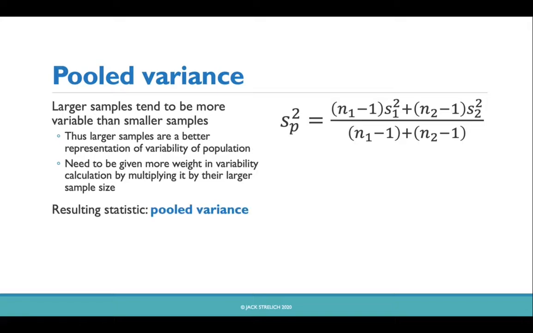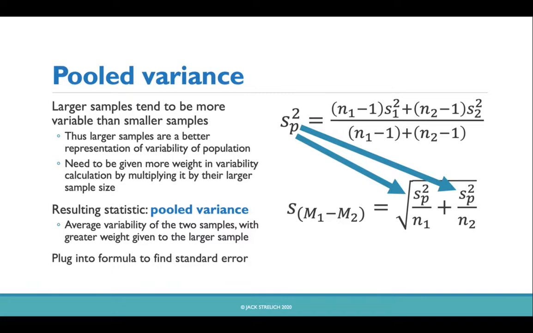The resulting statistic, s squared sub p, is known as the pooled variance. This is the average variability of the two samples, with greater weight given to the larger sample. Once we've calculated pooled variance, we simply plug that value into the formula for standard error. So here, we divide the pooled variance by the sample size for sample 1, and add that to the pooled variance divided by the sample size for sample 2, and take the square root of the resulting sum.